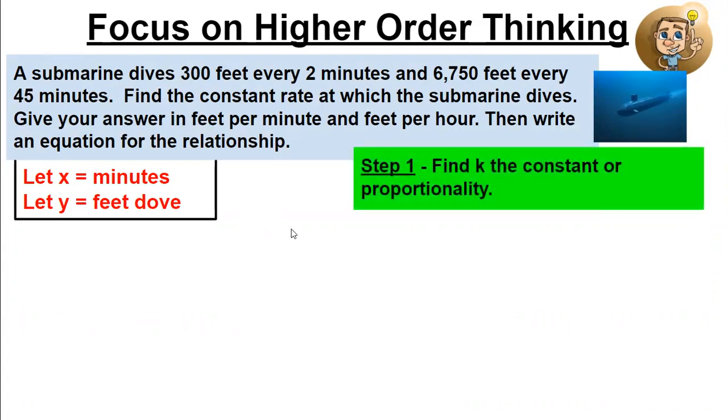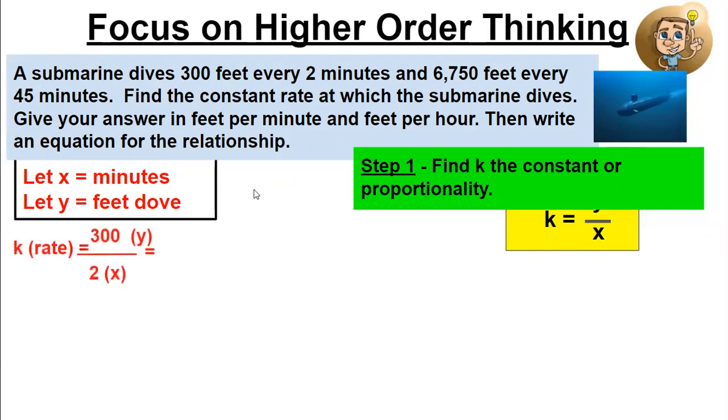Okay, step 1, find k, the constant of proportionality. So y equals kx. K, the rate, then is 300 divided by 2. I'm taking it right from the problem. If you wanted to make a table, you could, and then do it that way. This time I'm just showing you we don't have to make the table always.